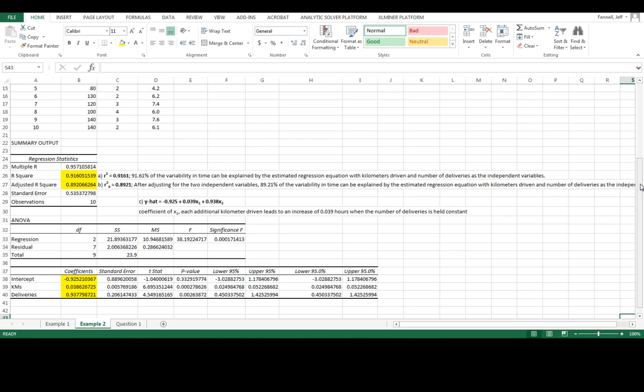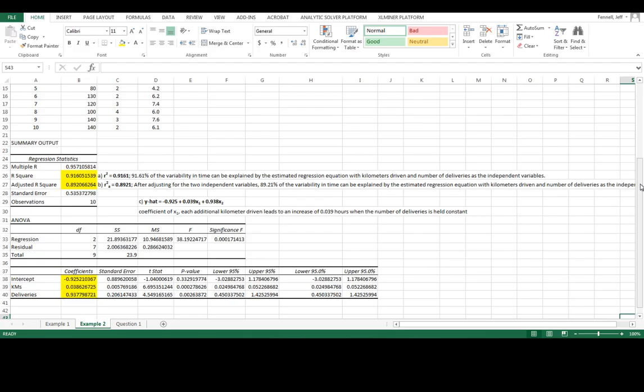Interpretation of our first independent variable, or the coefficient of x1, is each additional kilometer driven will lead to an increase of 0.039 hours when the number of deliveries is held constant. We can only alter one of those variables at a time.